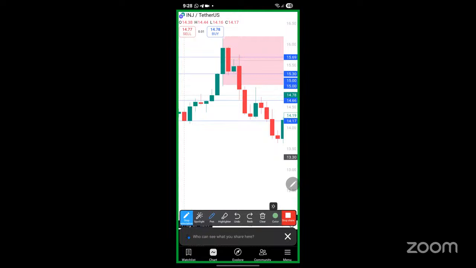But what I want you to understand is that this is the supply zone. According to what I see, there are stronger selling candles. It means price has rejected this area and price is going down. You understand? So I want you to just understand the candles.